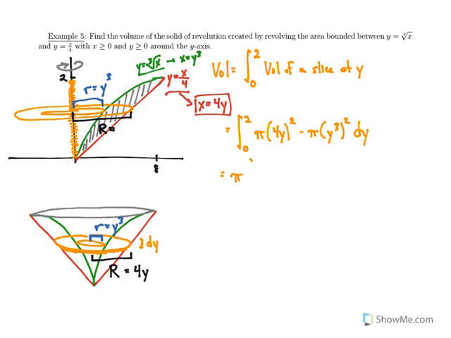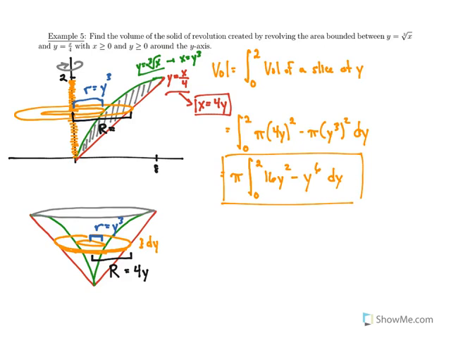We could write this by taking the pi out in front: 16y squared minus y to the 6th dy. And we could evaluate that integral from that point on, giving us the volume of a solid created by revolving some area.